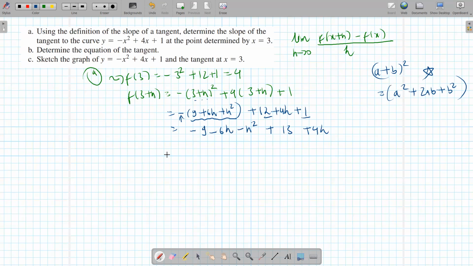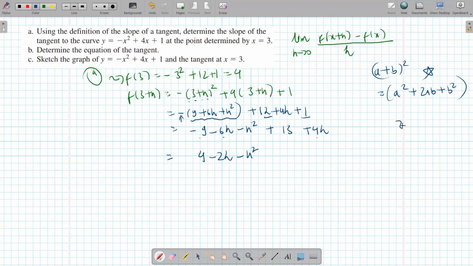Yeah. And then when we group up the like terms, negative 9 plus 13 is a 4. Negative 6h plus 4h is minus 2h, and minus h squared, like that. Okay? We just, what did we do? This has nothing to do with this course. Just this bit here. We just opened the brackets, we FOILed it, and then we collected the like terms, right?